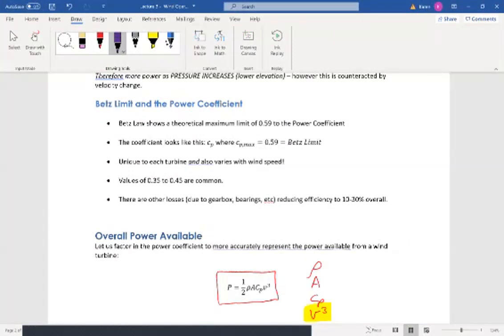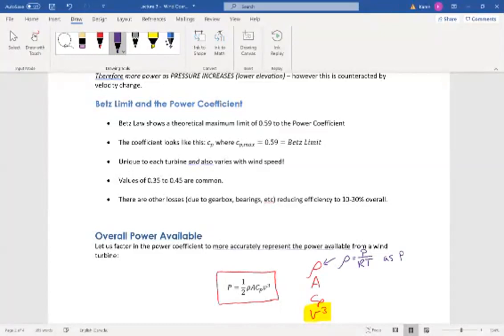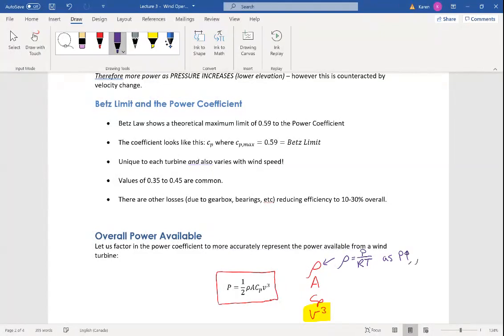Let's look at density. The equation for density from ideal gas laws is pressure over R, the ideal gas constant, and T for temperature. So here we can see as pressure increases, density will increase. And if density increases, then power will increase. Therefore, an increase of power.